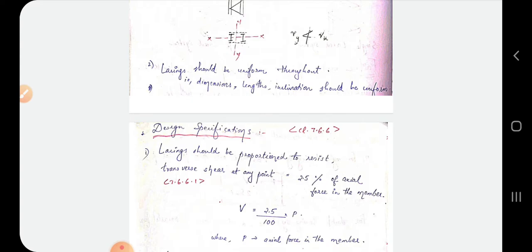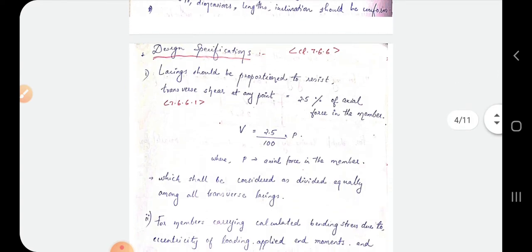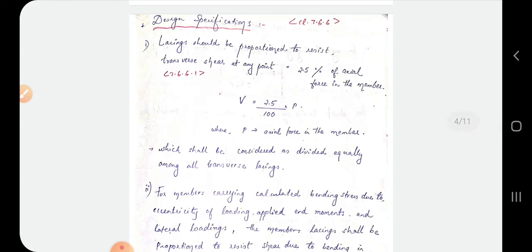Okay, now the important design specifications of a laced column. The first one is the most important one. The lacings should be proportioned, or designed, to resist the transverse shear at any point. Transverse shear at any point is the shear acting perpendicular to the load direction.